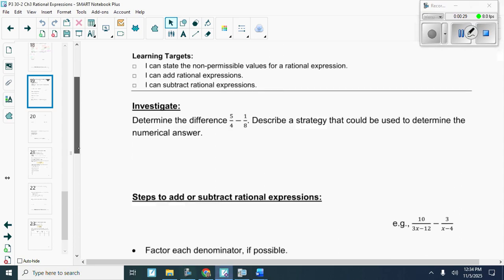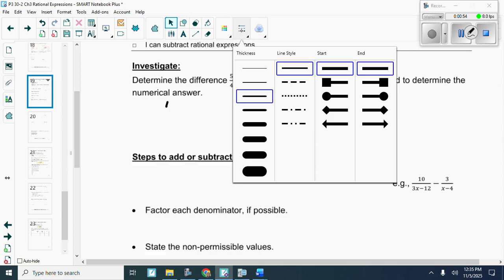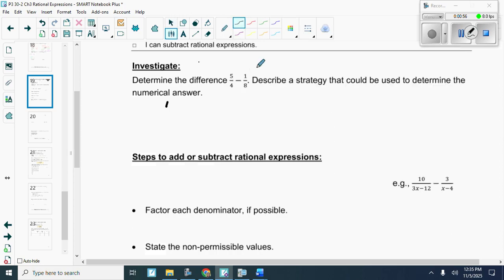So this is just a reminder. So here's our investigation when we're subtracting fractions, and we did this yesterday. We were talking about finding the common denominator, and then having our strategy. So this is actually the same thing that we were doing. So yesterday we reminded ourselves, just switch that up.